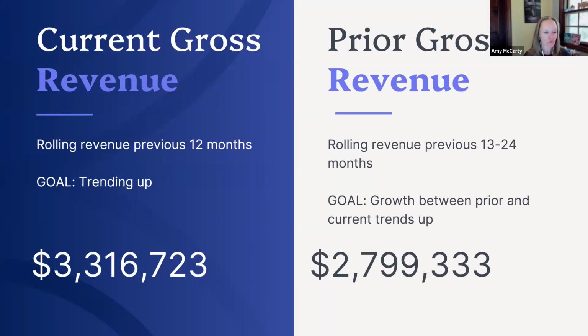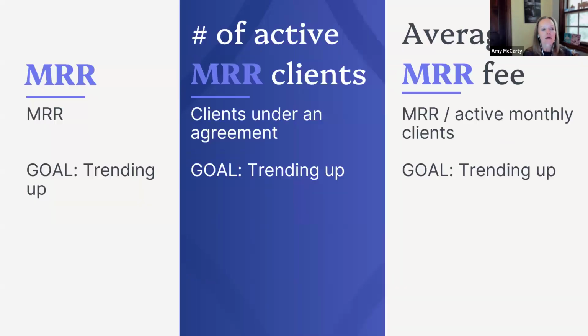Are we on track? Where do we want to be? The next series of KPIs that you will want to keep an eye on is monthly recurring revenue. So how much revenue is coming in from a client that is being serviced monthly or quarterly, if you're doing some quarterly clients, right? But ideally, these are clients that are in a service agreement.